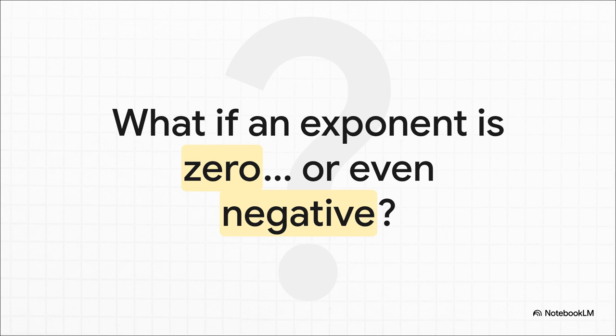All right, so our toolkit is looking pretty solid for positive numbers. But this is where things get really interesting. And maybe a little weird. What in the world does it mean to multiply a number by itself, 0 times? Or even stranger, -2 times?